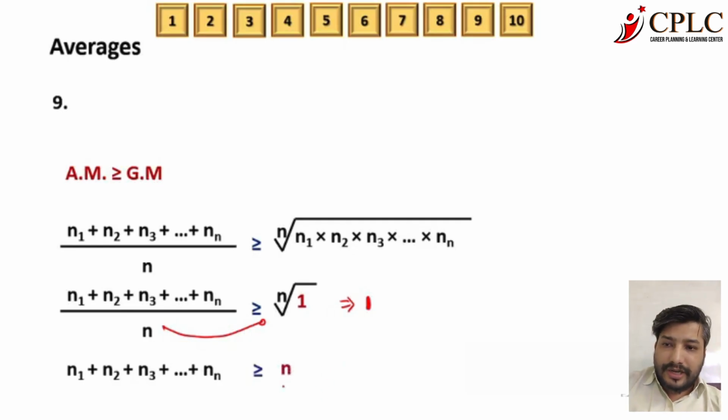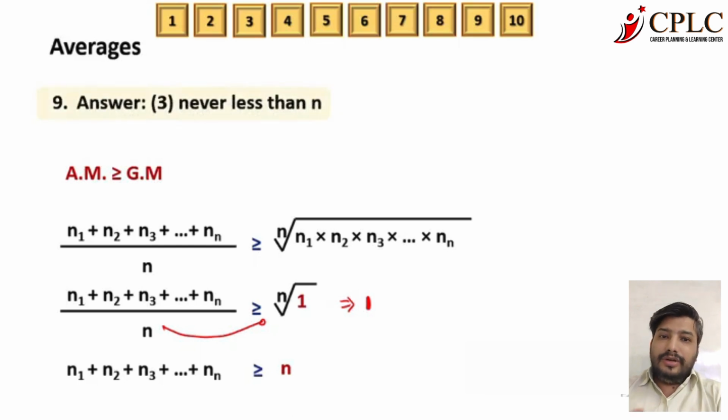Now looking at this relation, we have to mark the answers, and some of the answers are tricky options. So you have to choose the best one. So the best answer is the sum is never less than n. Why never less than n? Because when we say never less than n, this means it can be either greater than n or equal to n, but it cannot be smaller than n.